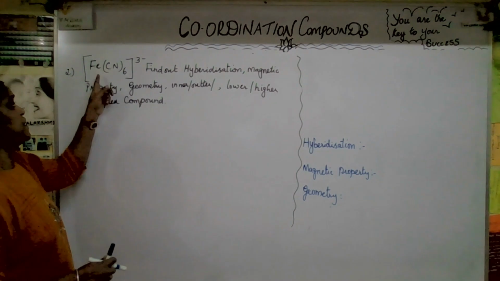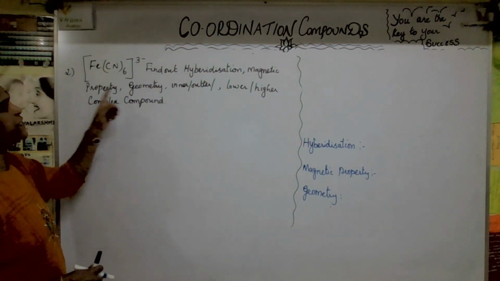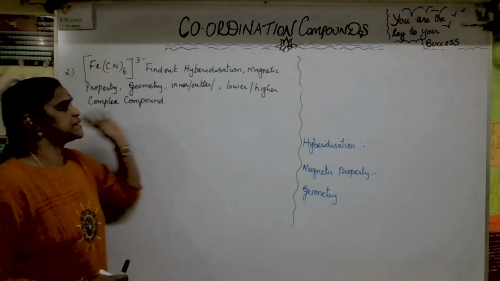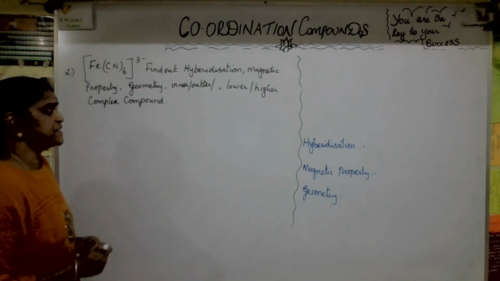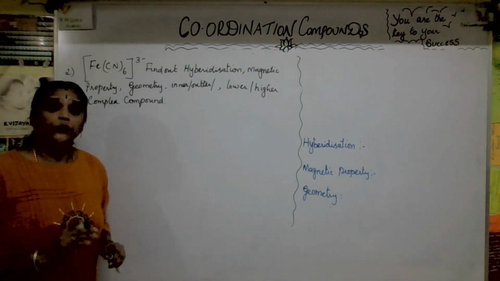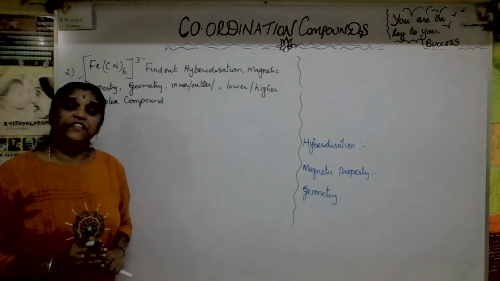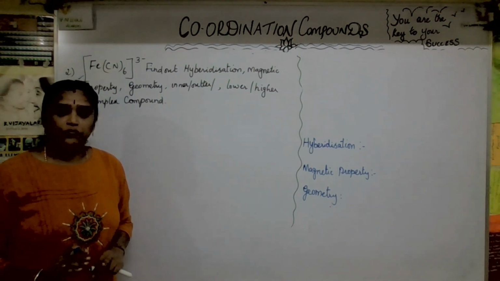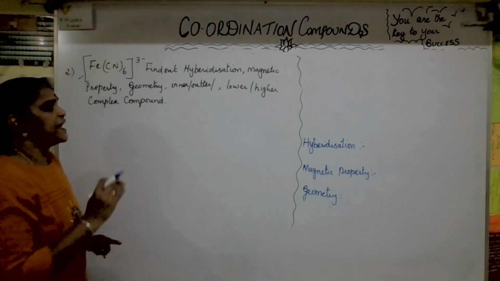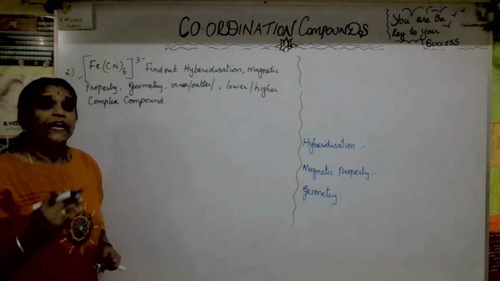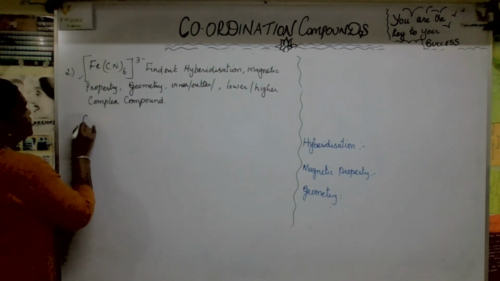Now the next question, Fe(CN)6 3 minus. Find out the hybridization, magnetic property, geometry, inner and outer complexes, lower or higher spin. Find out this. Okay, first and foremost, what we have to do, find out the oxidation number of this complex. Then we have to check whether it is a weak field ligand or strong field ligand. Why? It has to pair or unpair. Then next we have to go for the electronic configuration to identify.